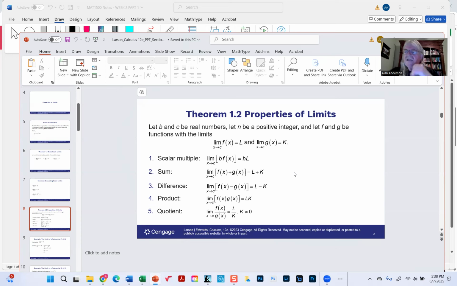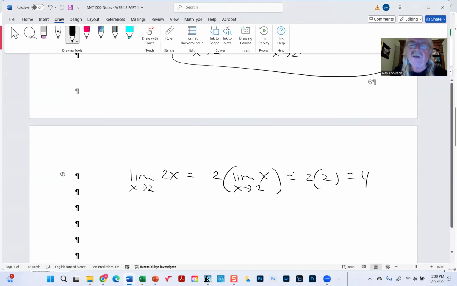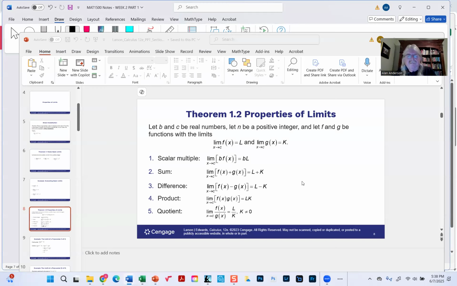The constant you can factor out, like you can factor out a constant if you need to, but you don't have to. Direct substitution would have left us with this. It's the same thing. Then they're also showing us that the limit of a sum is the sum of the limits. Same thing with the differences.